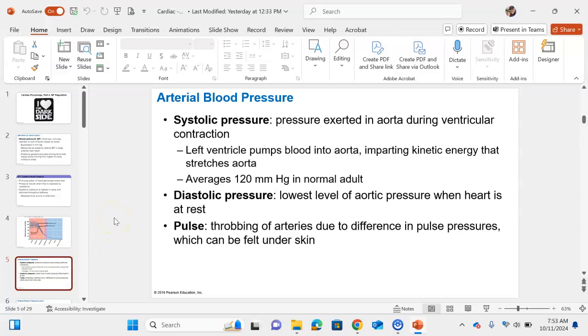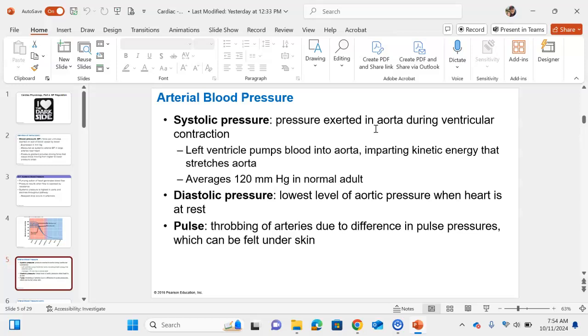Now, specific pressures for us. Really, there's three that I would typically want my students to remember: systolic and diastolic pressure, and what's called MAP, or mean arterial pressure. So systolic and diastolic are right here. I already mentioned systolic pressure. That's the pressure exerted against the aorta when the left ventricle contracts.